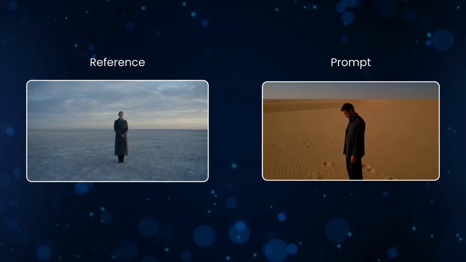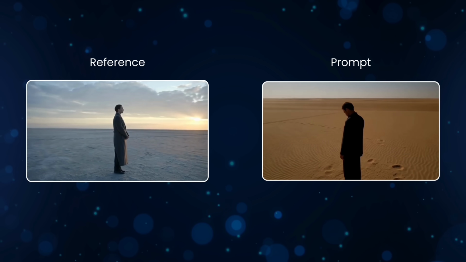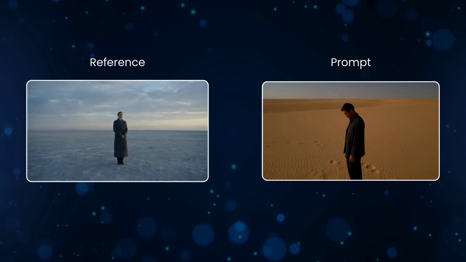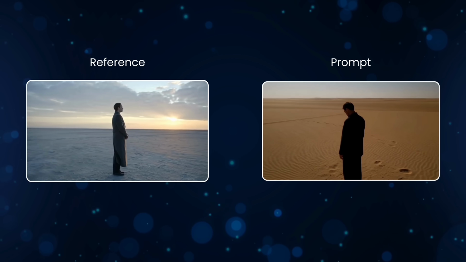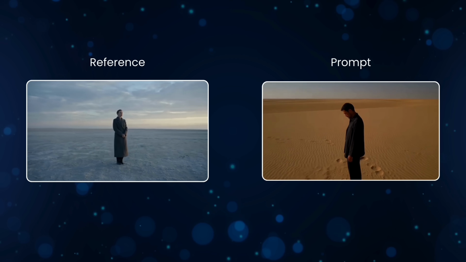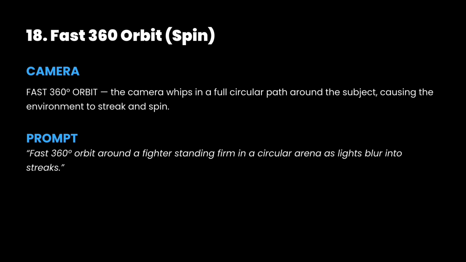This camera angle encircles the subject at eye level, maintaining constant distance while shifting perspective. It is effective because it reveals spatial depth and character presence without breaking continuity, creating a sense of motion and immersion. Number 18. Fast 360 orbit, spin.